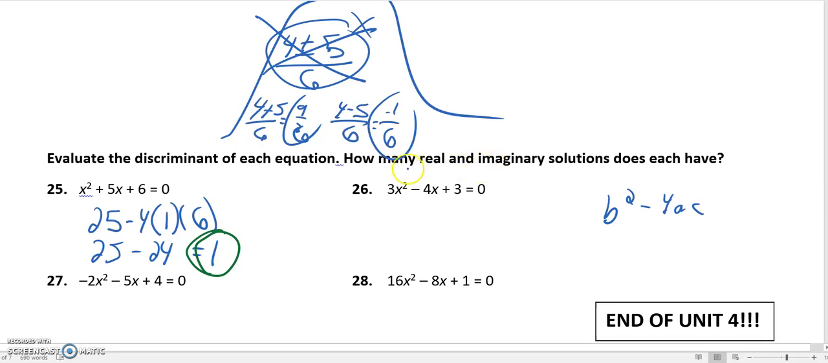As far as what type of solution and how many of them you get, think of it like it's under a square root and say, oh, well, the square root of 1 will give me a real number, so I'm going to get 2 real roots.